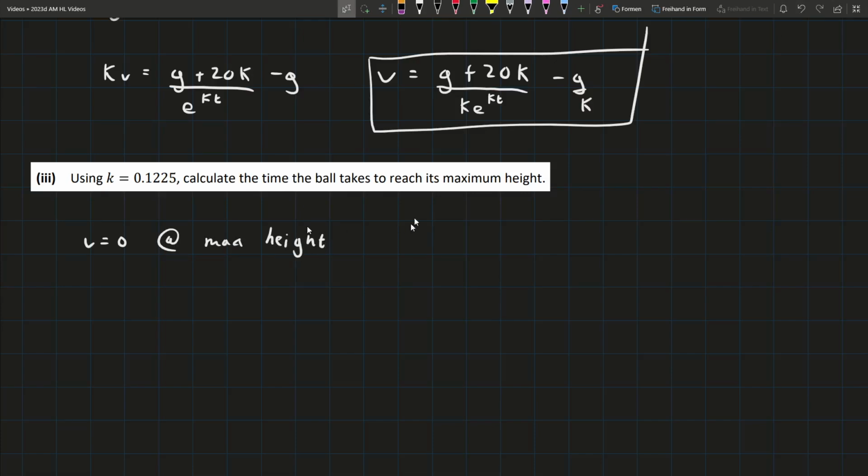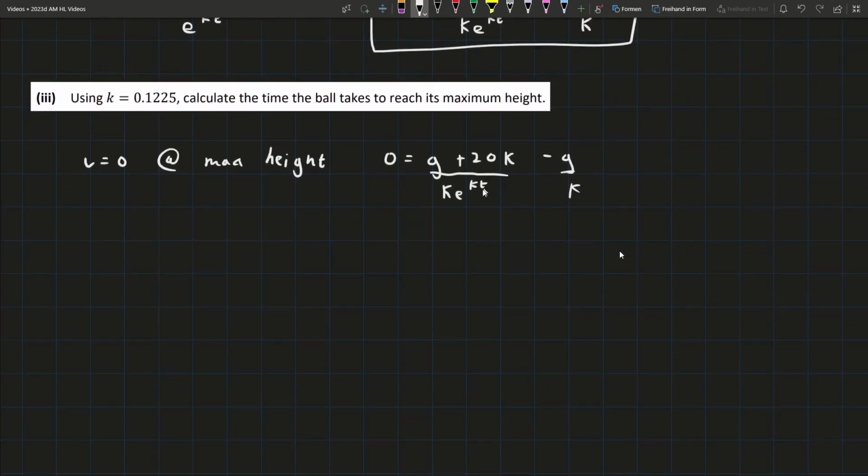And so we'll have, replacing the k with this number, 0 equals g plus 20 times 0.1225 all over, I'm just going to write k for now. I'm not bothered to actually go through all this, so I'll just write k for now, but I'll sub it in at the end because it'll be easier. k e to the kt, instead of writing out that big number every time, minus g over k. And we just need to solve for t.